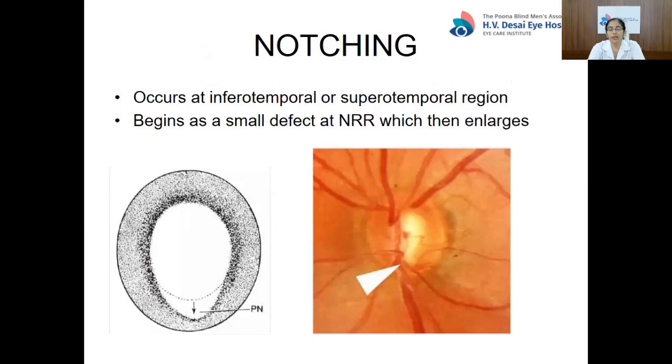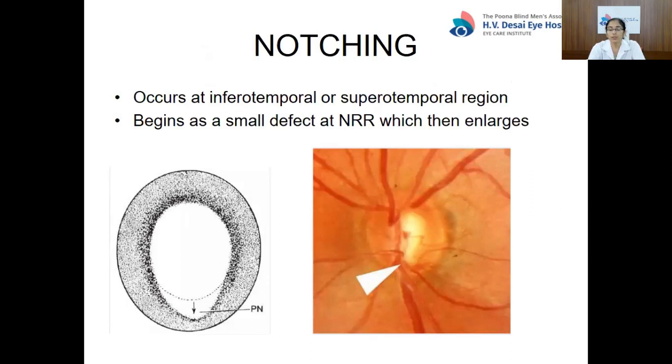Focal enlargement of the cup with a sharp area of discrete thinning of the neural rim is known as a notch. It is characteristic of glaucoma. It can progress to become a full notch with complete absence of the rim. This may be associated with corresponding peripapillary atrophy adjacent to the notch.